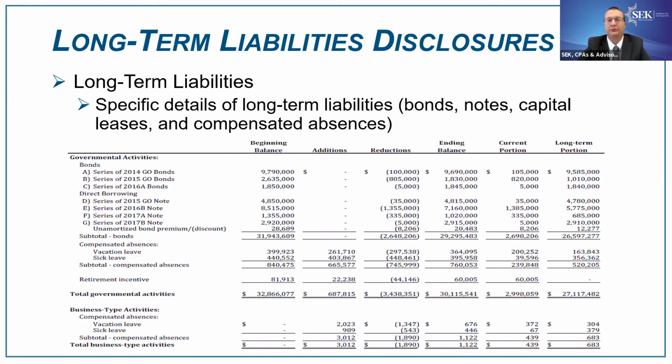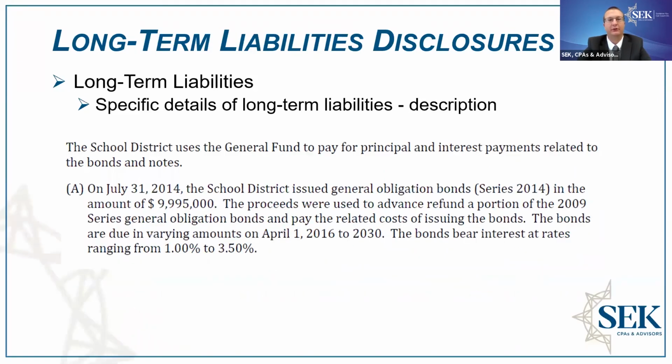Again, you can see the columns, beginning balance, additions, no debt issuances this year. The reductions are the principal payments that were paid during the current fiscal year, coming up to the ending balance, and then the current portion that's due within 1 year, and the long-term portion that's due in more than 1 year. And again, these amounts obviously tie back to the financial statements and the statement of net position.